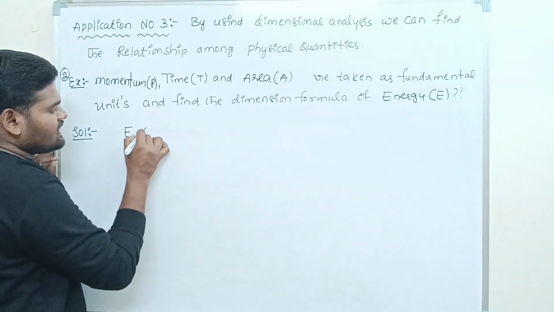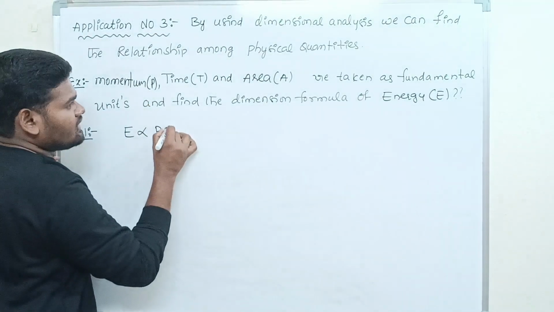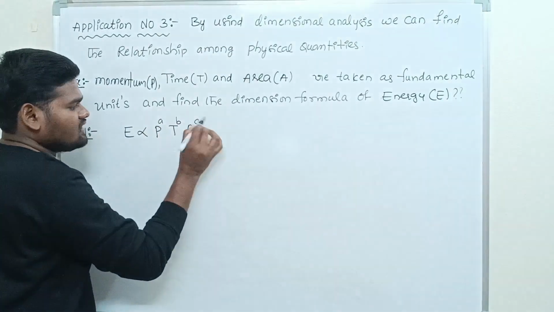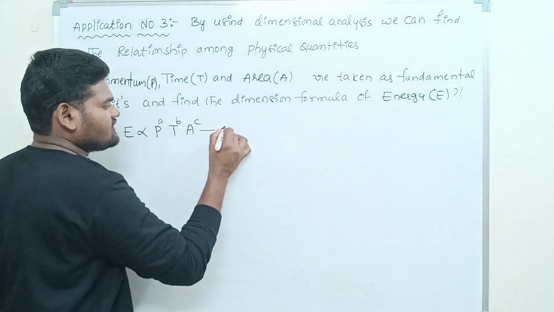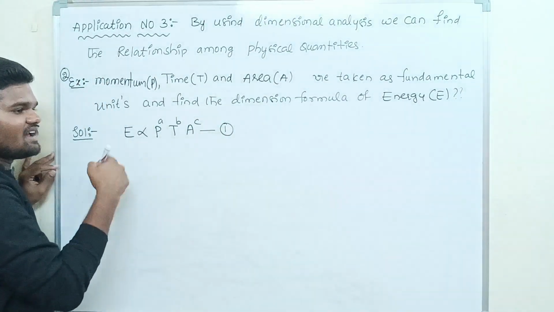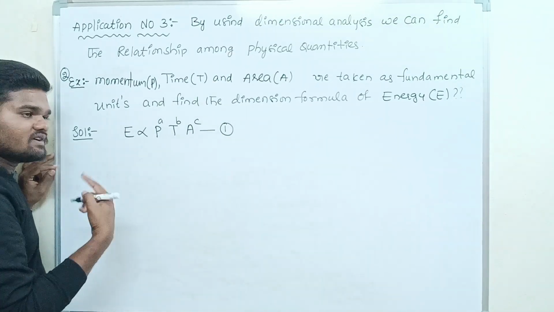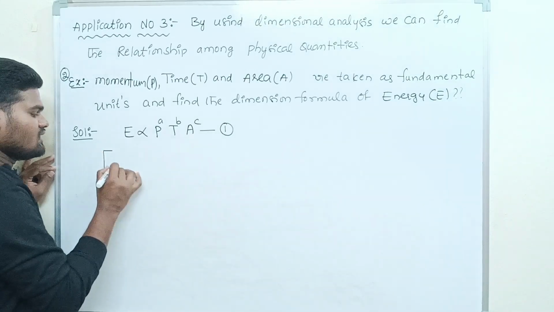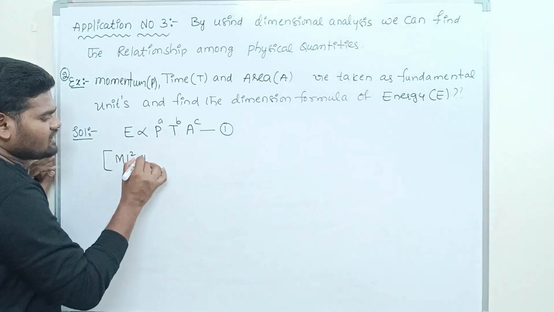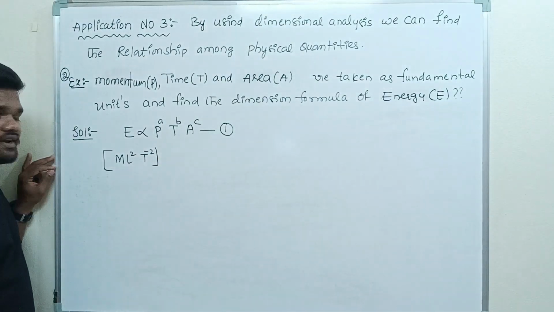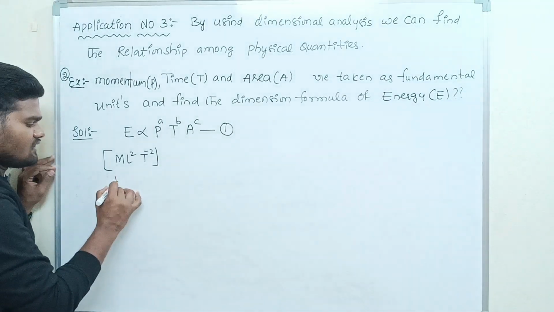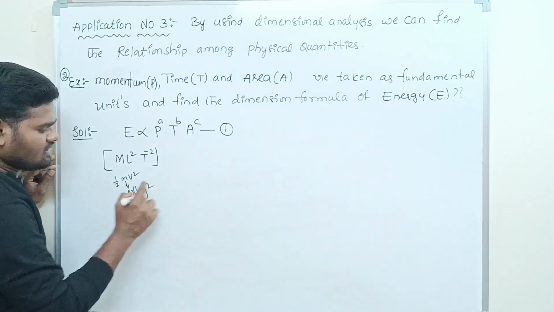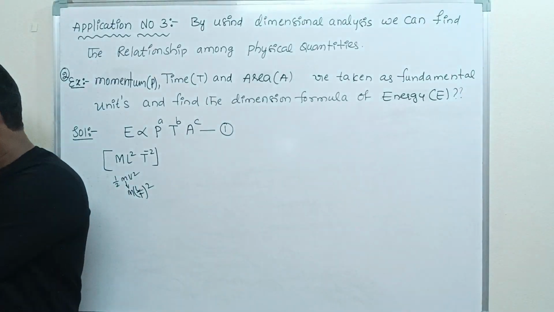Have a look. Energy is directly proportional to P, T, A. We don't know the dimensions, which means powers A, B, C. Let us say this is equation number 1. Energy means either kinetic energy, potential energy, or heat energy, whatever it is. I'm writing the dimensional formula for energy: M L square T power minus 2. Kinetic energy is half m v square, with m as mass and v as distance by time: L square T power minus 2. Are you getting?